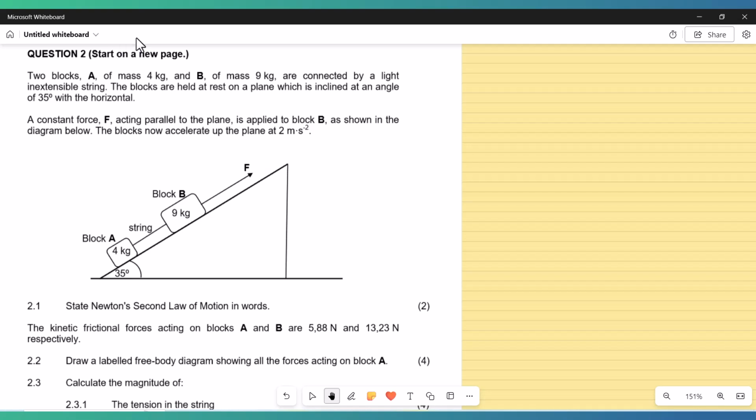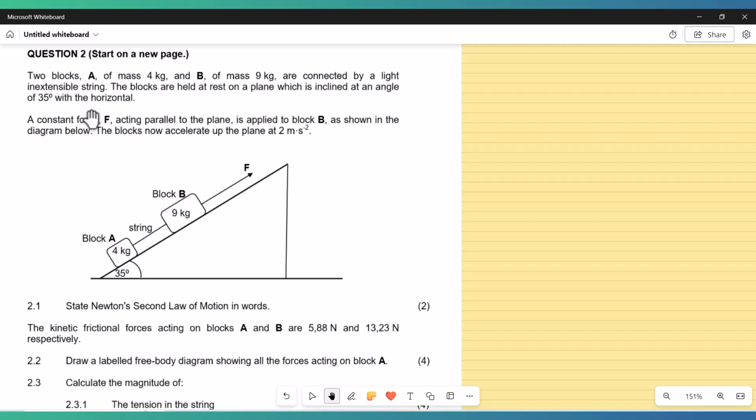Alright, question 2, November 2023. Two blocks, A of mass 4 kg and B of mass 9 kg, are connected by a light inextensible string. The blocks are held at rest on a plane which is inclined at an angle of 35 degrees with the horizontal. A constant force F acting parallel to the plane is applied to the block B as shown in the diagram below. The blocks now accelerate up the plane at 2 meters per second squared.